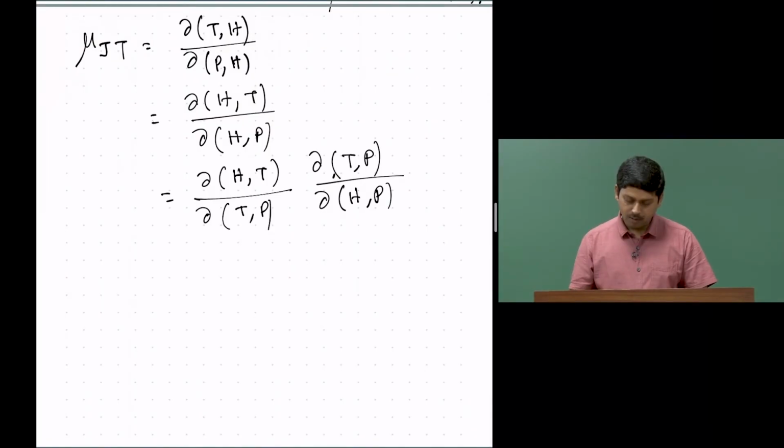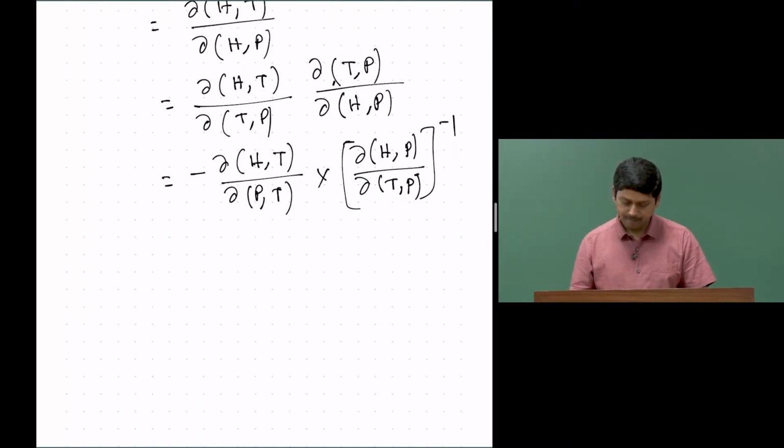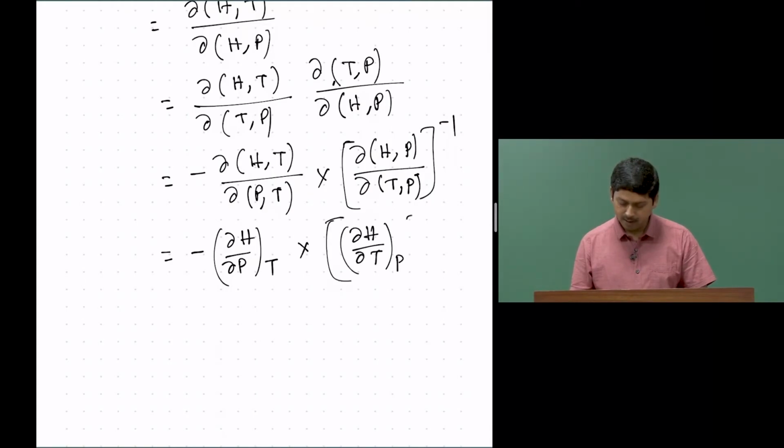Now, what I am going to see is what the left hand side is. So, I can just take a minus sign and rewrite it as del H T by del P T multiplied by del H P by del T P inverse. The left hand side will give us del H by del P at a constant T, and this is going to give us del H by del T at a constant P and the inverse of that.